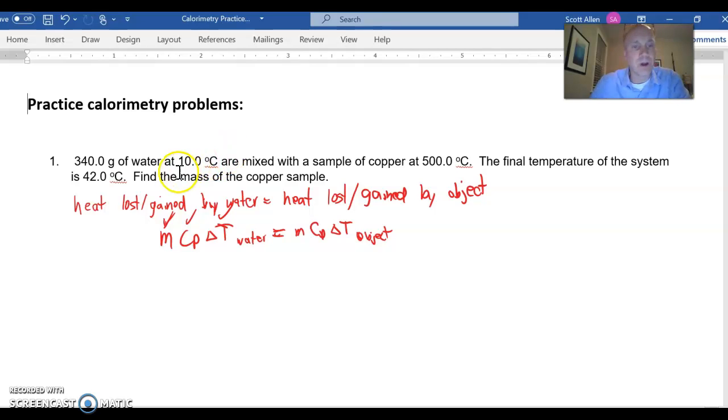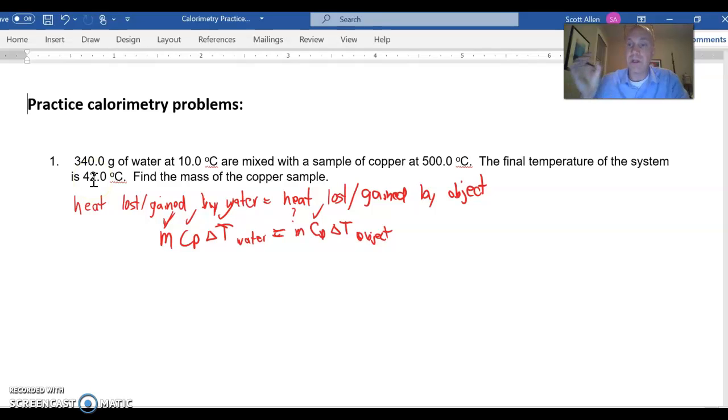We can tell from the problem that it says find the mass of the copper. So we know that's the thing that we don't know, so that's the question mark. We know that it's copper, so we can look up its specific heat from the reference guide. And then the change in temperature: we know it starts off at 500 degrees, and the final temperature of the water is 42 degrees.